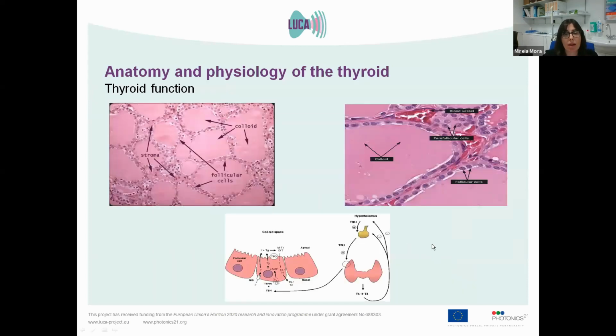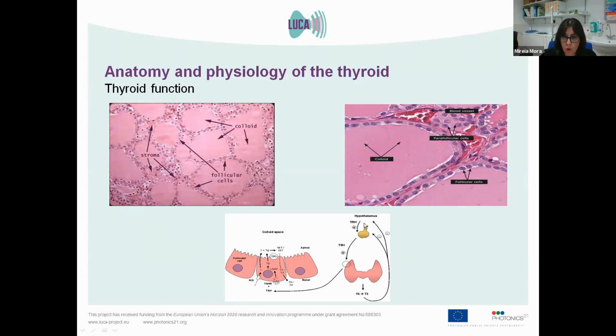Each lobe is formed by a functional structure that is the follicle. And each follicle is formed by follicular cells, cubic follicular cells, that are surrounding the colloid, that is very rich in thyroglobulin, that is a marker that we use in diagnosis. And follicles are surrounded by vascular structures, arteries, and also small capillaries that supply each follicle individually.